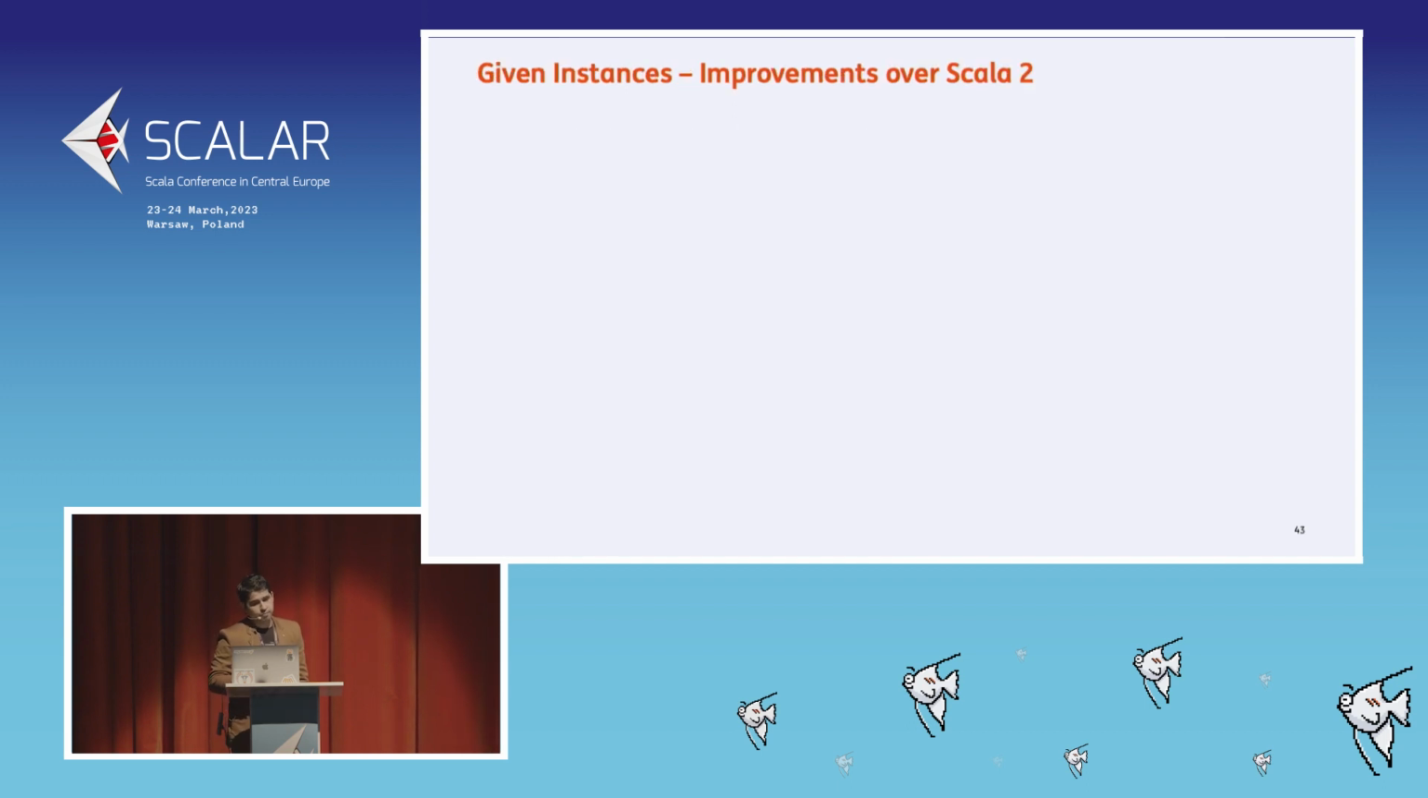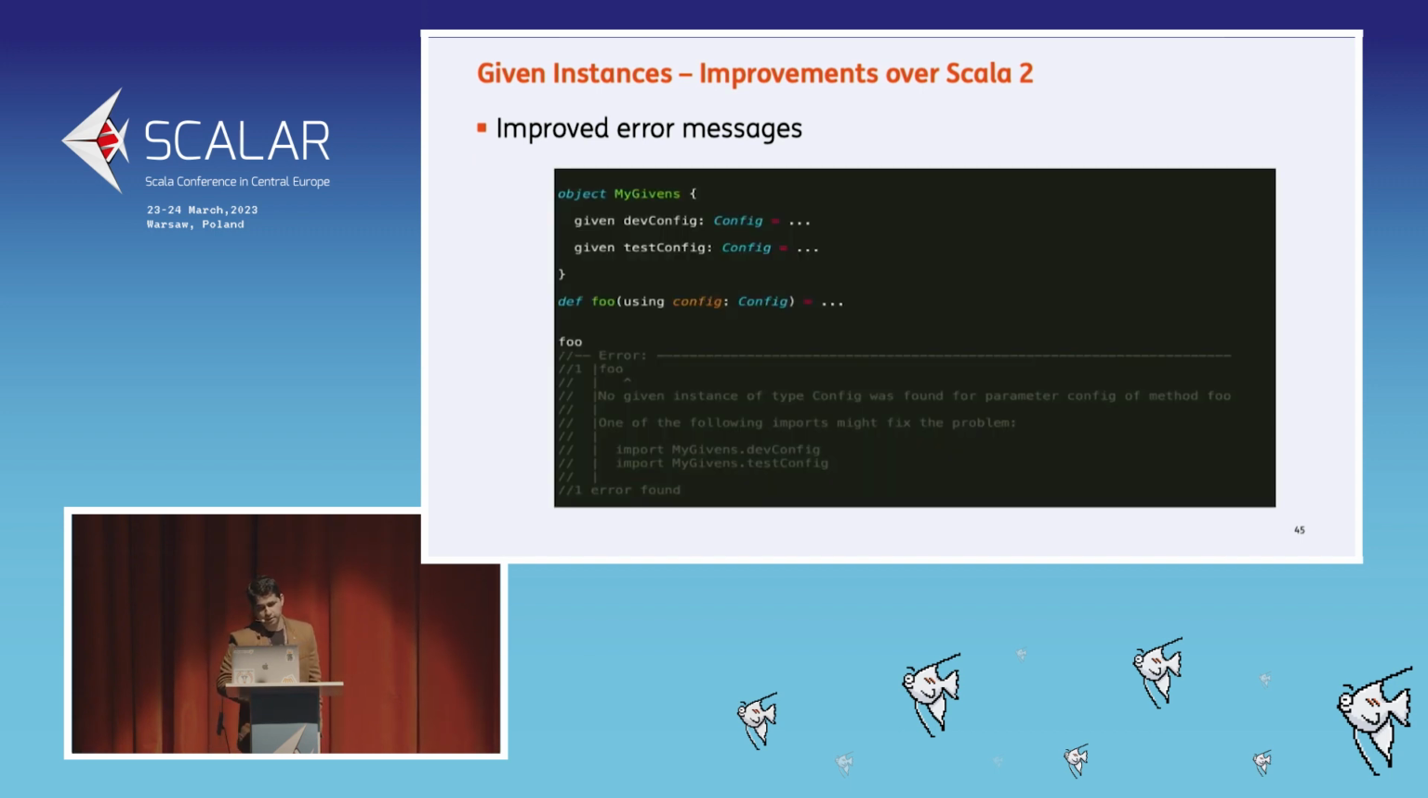Now, how have they improved over Scala 2? The biggest improvement in Scala 3 is the improved error messages that the compiler reports. The error messages in Scala 3 are way more helpful, meaningful, and easy to understand. Here we see an example of not having a given instance in scope. We are calling a method foo, and the required context parameter cannot be found. So the compiler reports the error. It also suggests ways to fix the error and what options we have.